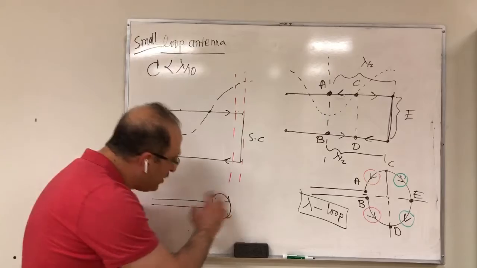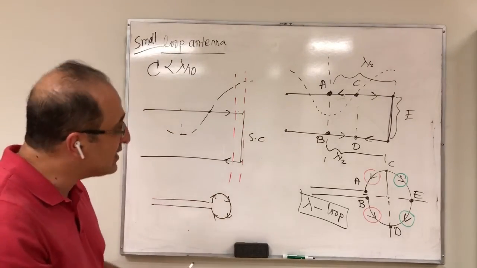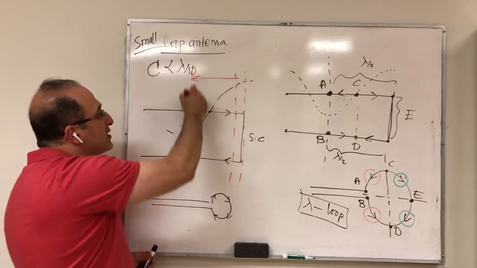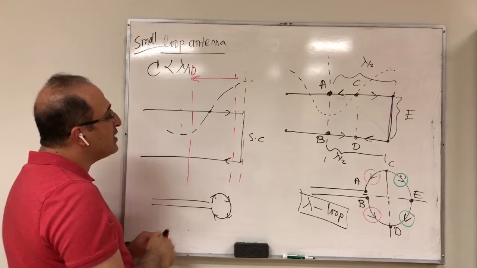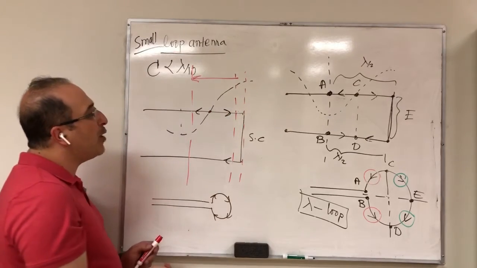So this would be a small loop antenna where the circumference is small. Now, if you increase the circumference, you can use more of this. And as soon as you use more of this, you see now you have a current in this direction, but on this side, the current is in the opposite direction.